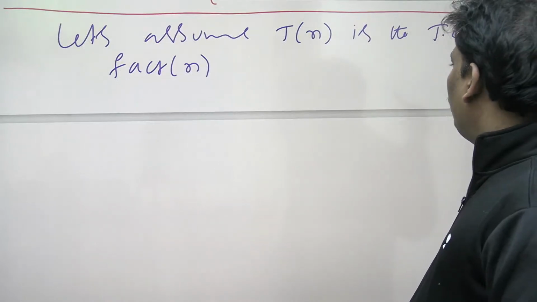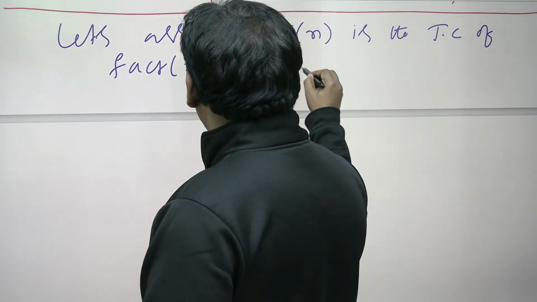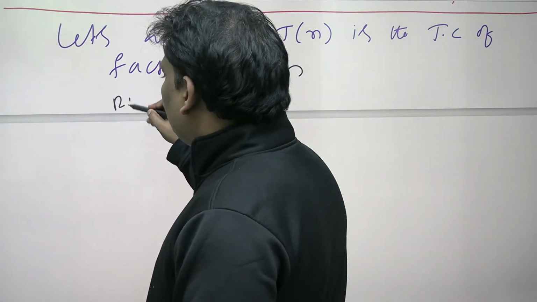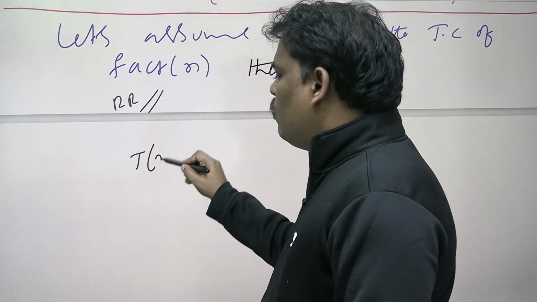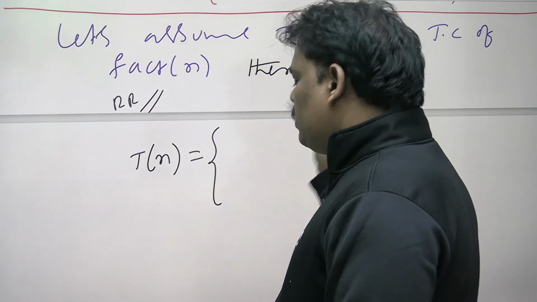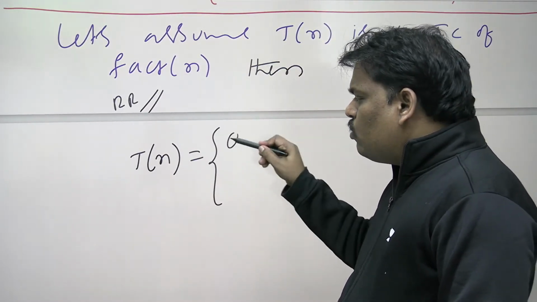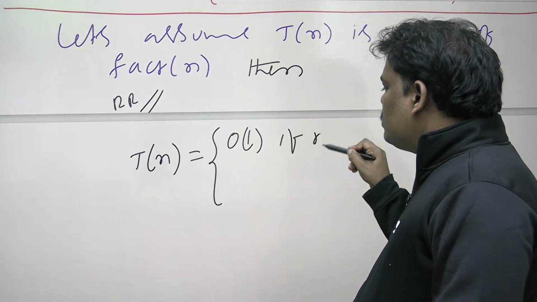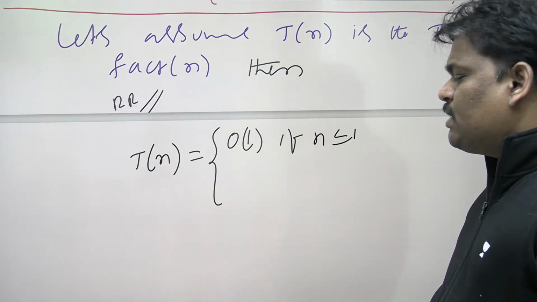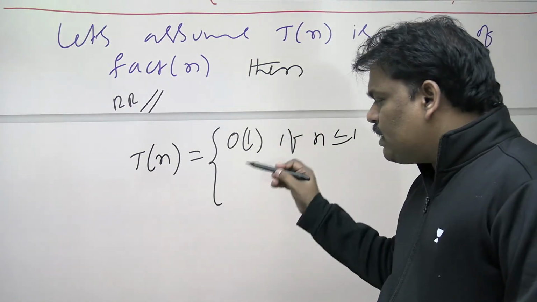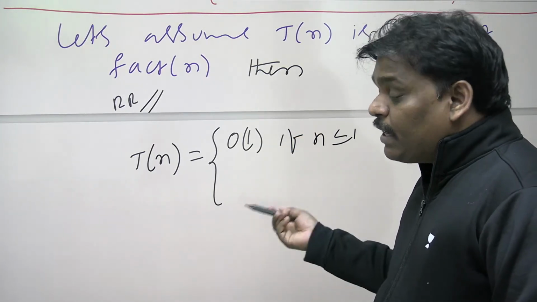Let's assume T of n is the time complexity of fact of n. Then see the recurrence relation. T of n means time of fact n. T of n is equal to constant time if n is less than or equal to 1. If this condition fails, in the else part also no loop is there. Recursion is there, but no loop.